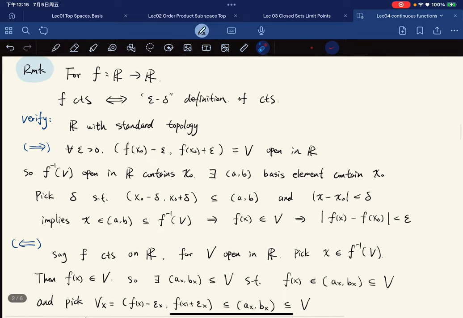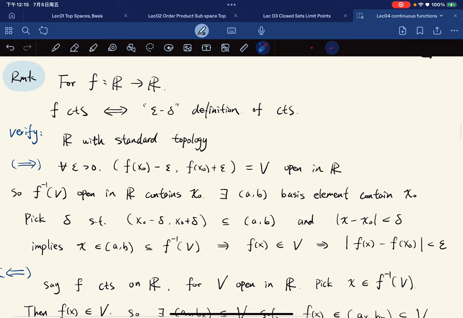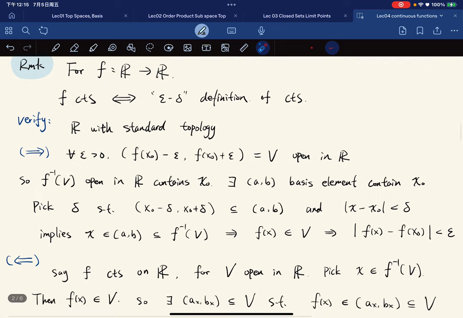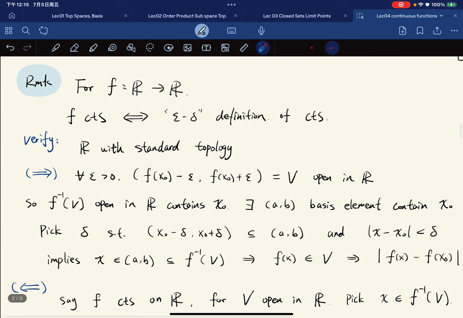So here's a remark that you might care about the most, for those who study calculus: this definition of continuous is equivalent to the epsilon-delta definition of a continuous function. Okay, so here I'll just show you this. Now, verify. We equip R with the standard topology. So the bases are all open intervals (a, b). Okay, so we equip R with the standard topology.